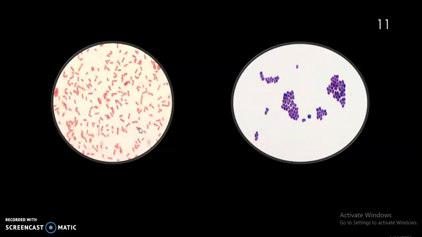Here this is the microscopic view of gram-negative bacteria. That is, here we can see gram-negative rods, and here we can see gram-positive cocci. They are appearing in clusters, grape-like clusters.